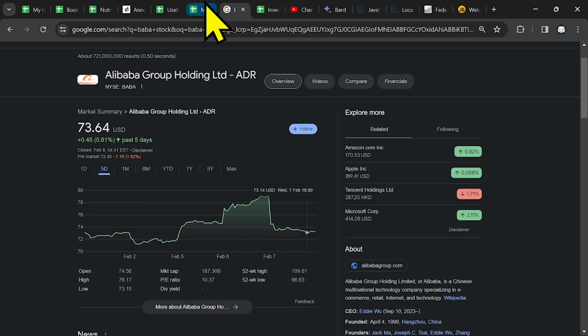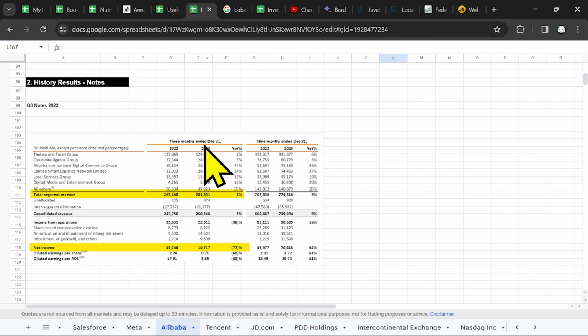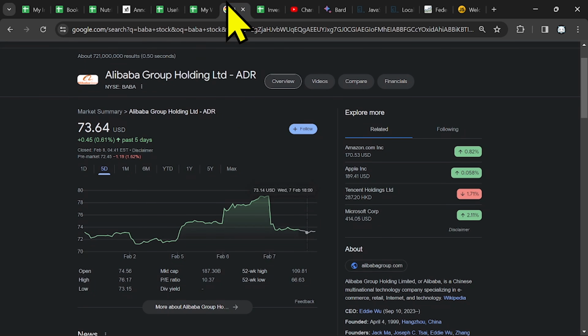And if you believe it, Alibaba has reported a decline in their earnings of about 77%. And that's huge, quite huge. So what should you do? Sell the stock or buy even more at the current level? The market cap is about 187 billion and the stock price about $73.